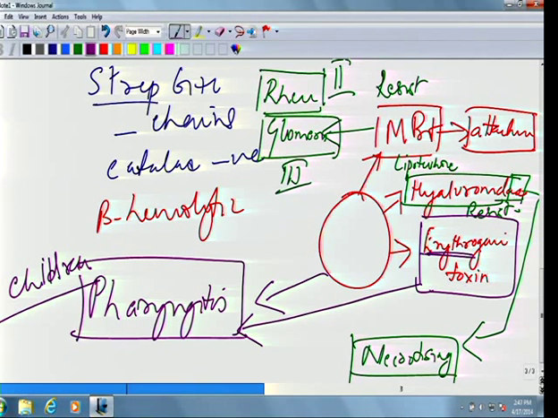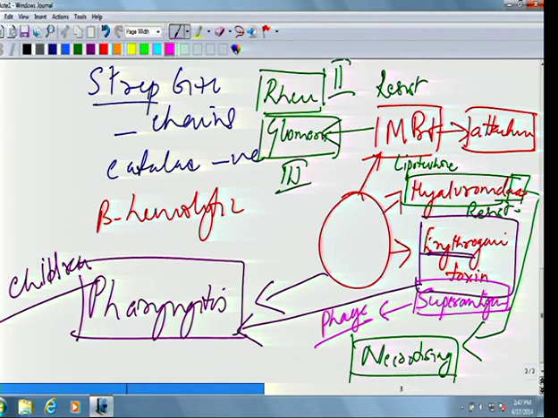Anything else that you know about erythrogenic toxin? It's also a super antigen, and it is also coded by a phage. It's a phage coded super antigen, the erythrogenic toxin. So we could ask you, what controls the production of this toxin? Which is the other phage coded toxin? Diphtheria, isn't it?